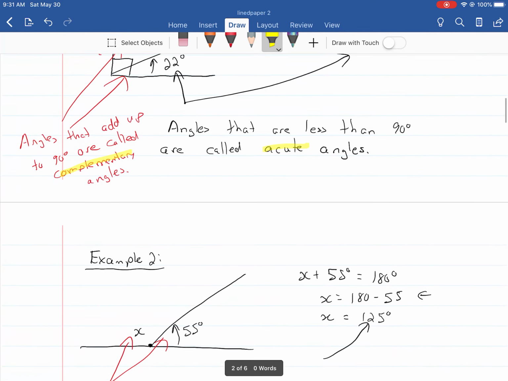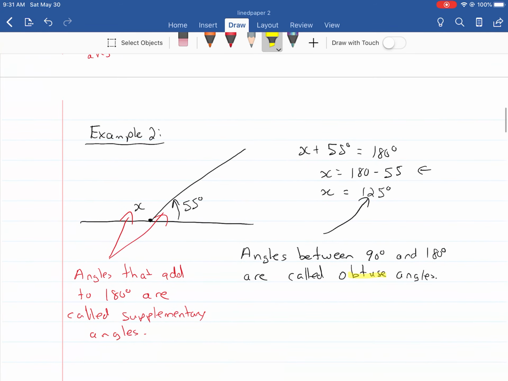Let me highlight all the words that you need to know from here. You need to know acute, complementary, obtuse, and supplementary. Those are the big words of the day.